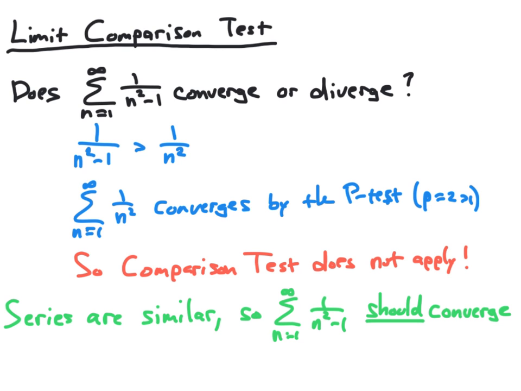However, these two series are incredibly similar. They only differ in each term by a sum or difference of 1 in each denominator. And so it's almost certain that our given series, 1 over n squared minus 1, will converge since the comparable series, 1 over n squared, also converges. However, we need to be a little bit more formal than simply saying the series are similar and so they should converge. And so one way we can show two things are similar is by comparing them using a limit instead of a direct inequality, like in the comparison test.